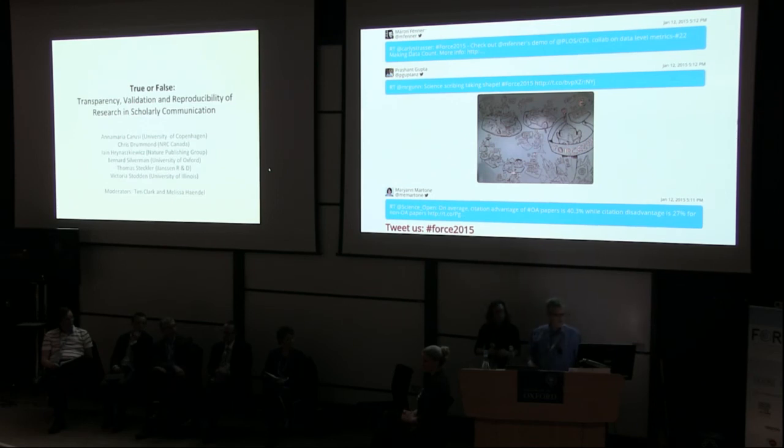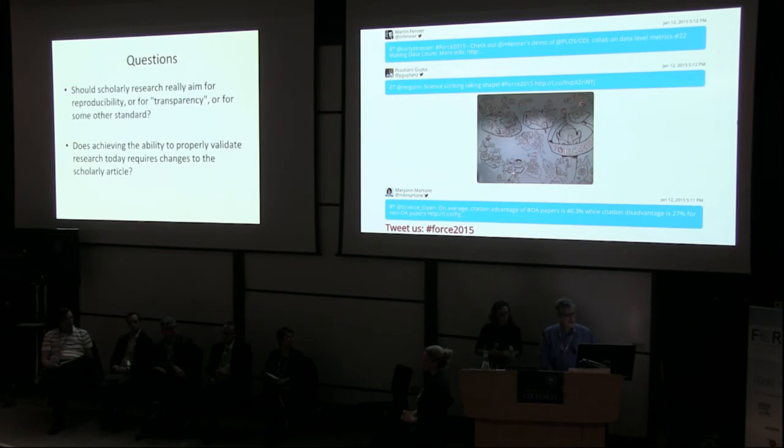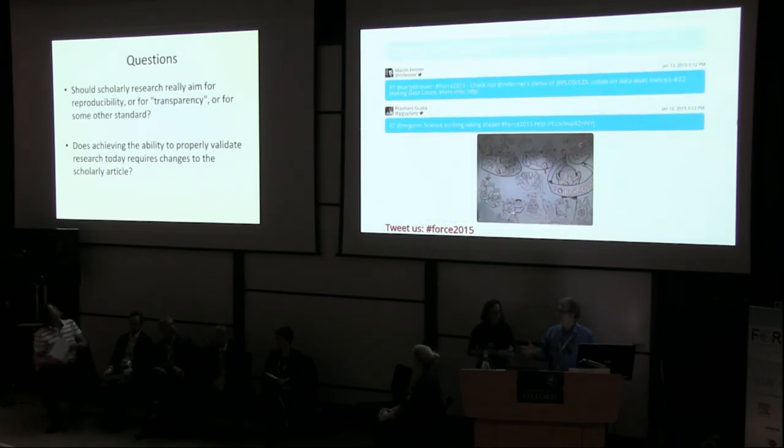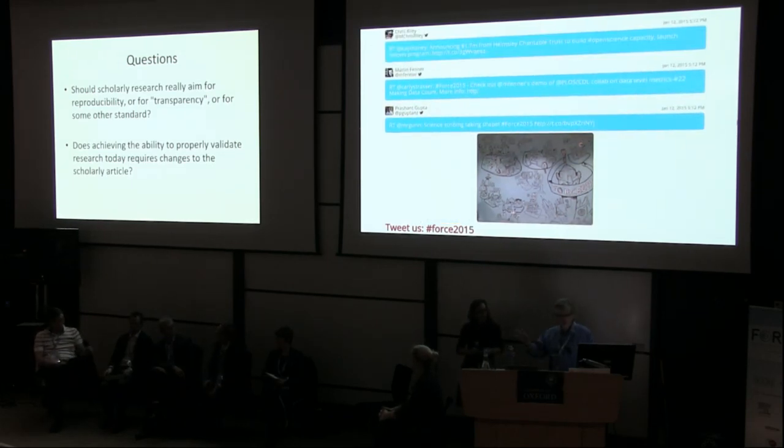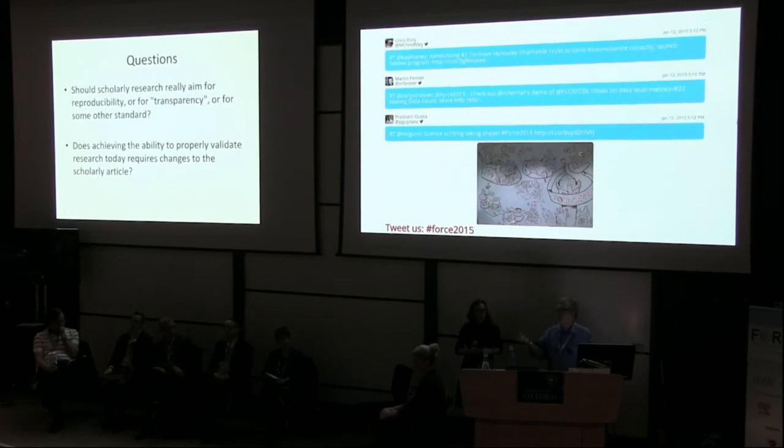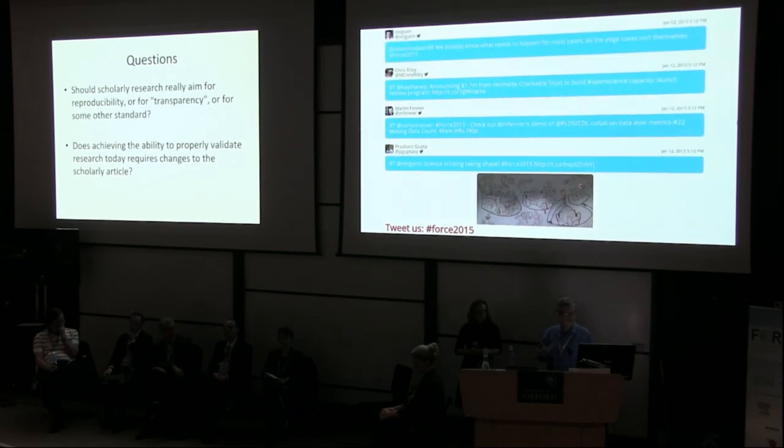We're not going to take them in quite that order. But we did pose these questions to all the panelists. Should scholarly research really aim for reproducibility, or is there something else? And whatever that something else is, let's assume it's the ability to properly validate what's being said, to subject it to some scrutiny and some proofs of truth.